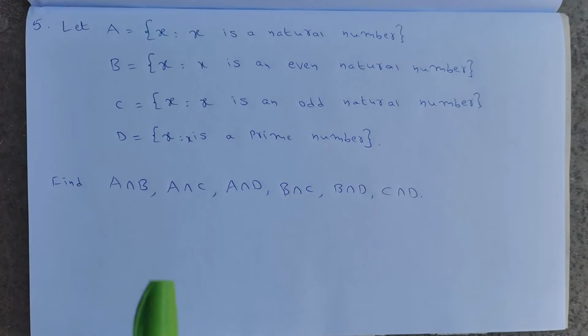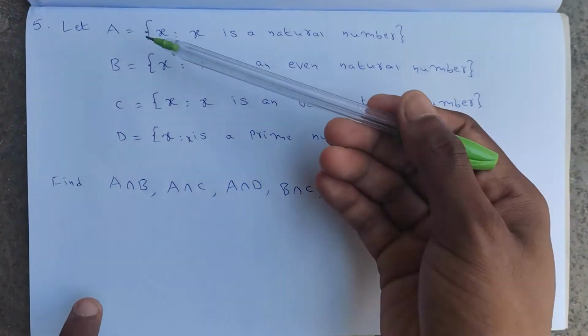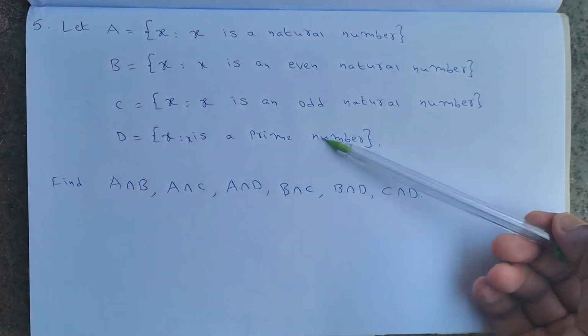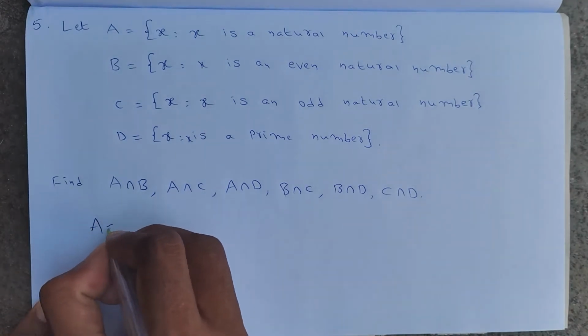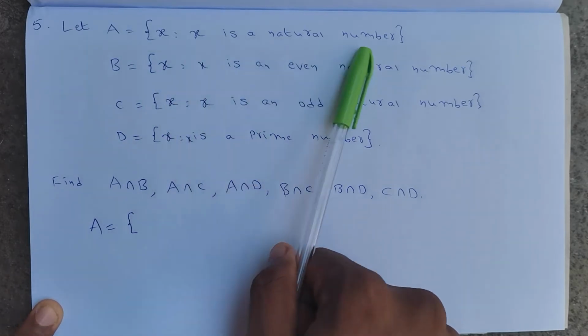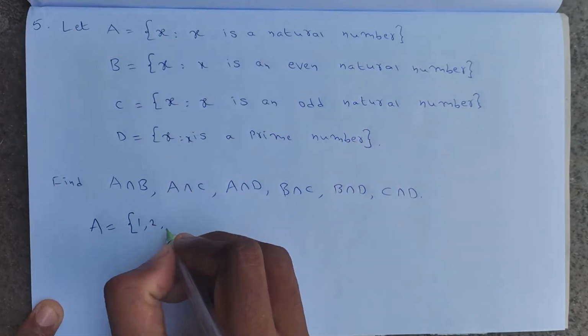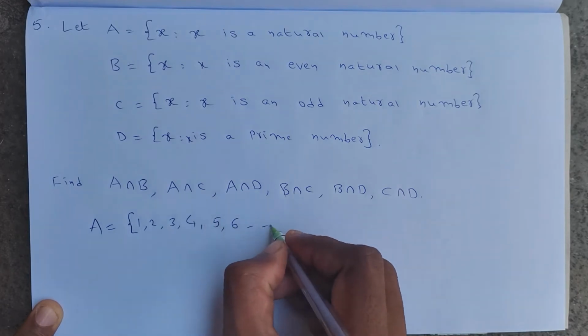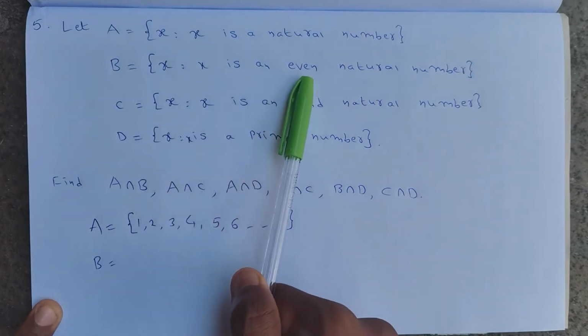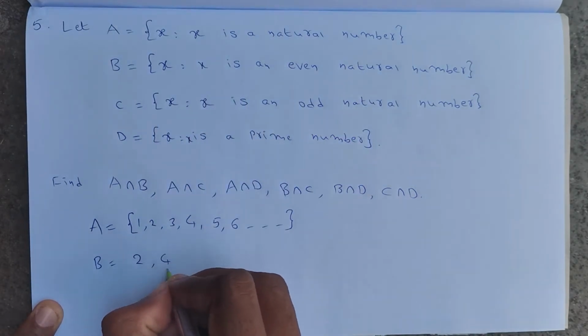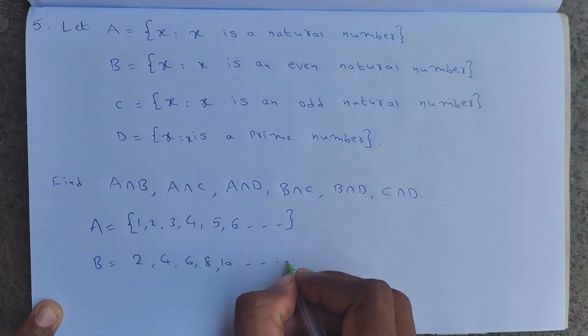And he is asking to find A intersection B, A intersection C, A intersection D, B intersection C, B intersection D and C intersection D. First, the given four sets A, B, C, D are in set builder form. First, I will convert those set builder forms to roster form. So set A is {x such that x is a natural number}: 1, 2, 3, 4, 5, 6 and so on. Next, set B, x such that x is an even natural number: 2, 4, 6, 8, 10 and so on.